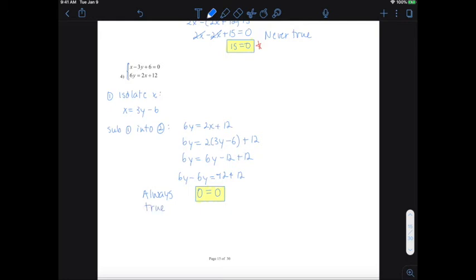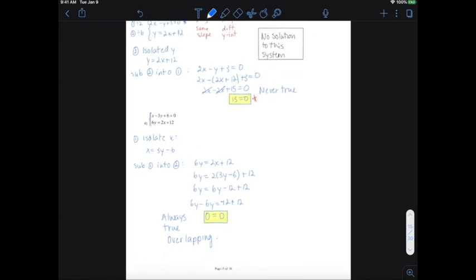Okay, and meaning that in this case there are so many solutions, in fact there are infinitely many solutions, that 0 equals 0 is an indication of that. So always true means that the system is overlapping. And actually, maybe we should just rewrite it. Okay, so I should put here also when it's never true, this is a parallel system.